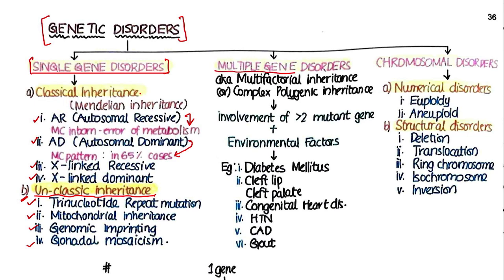Now multiple gene disorders means multiple genes and environmental factors are involved in the pathogenesis of a disease. Three diseases need to be remembered: hypertension, coronary artery disease, and diabetes mellitus. These are polygenic multifactorial pathologies. Congenital heart disease and gout are also important, but remember three diseases, because when we read about diabetes mellitus, it is always written that it is multifactorial, and environmental factors also play a role. So this is a complex polygenic mode of inheritance of genetic disease, right?